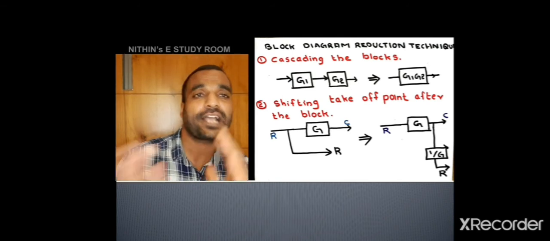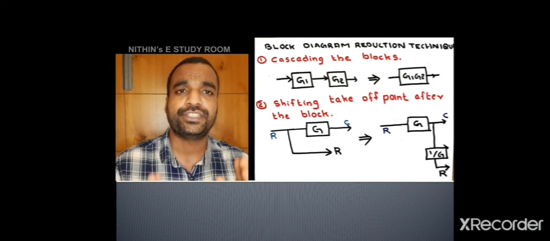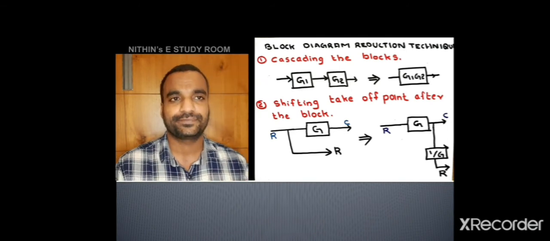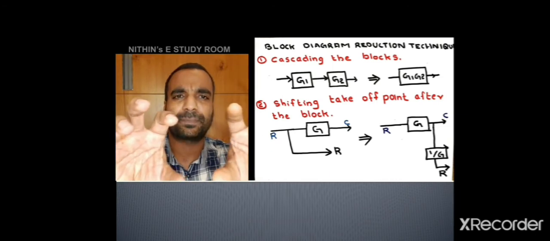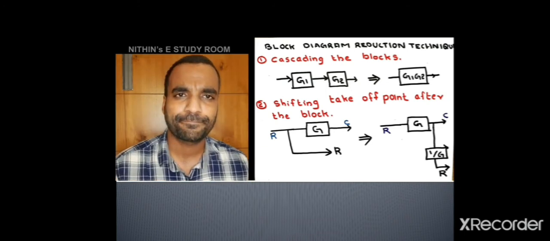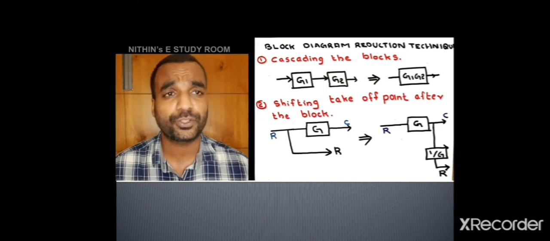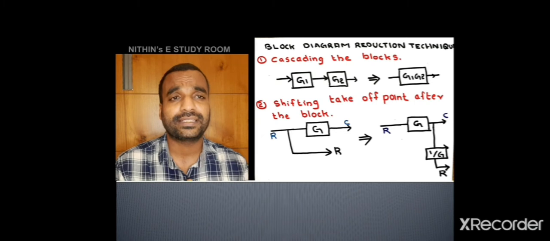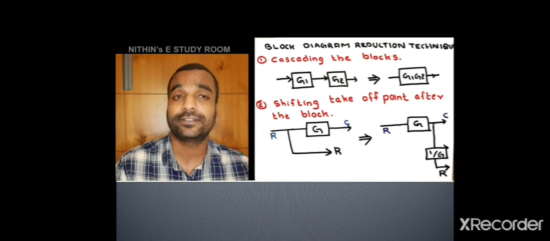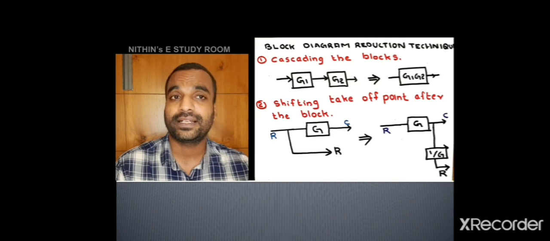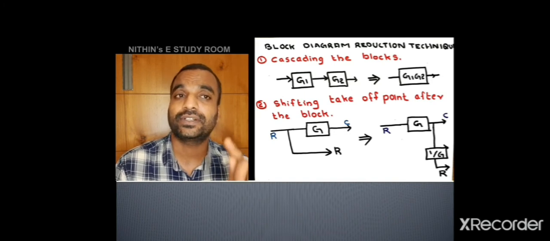So, the net output will be g1 g2 into r. If r is the input, what is the need of placing these two blocks separately? Can we mix it together? Yeah, of course. If you are mixing it together, then if the input is r1, what was the actual output we needed? We already obtained that, that is r1 into g1 g2.